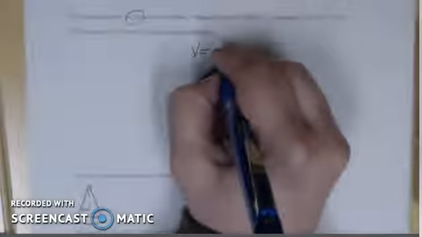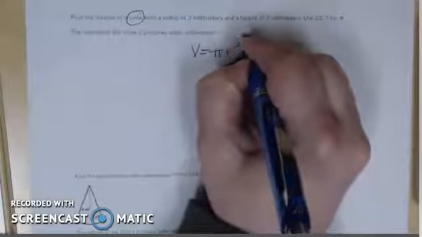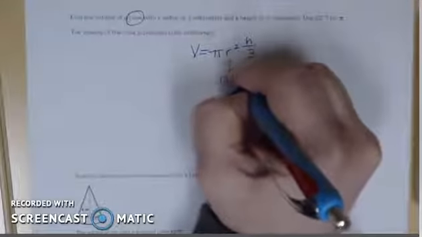So we know that the volume of a cone is V equal to pi r squared h over 3. And what do all these letters mean? R is going to be your radius, and h is going to be your height.